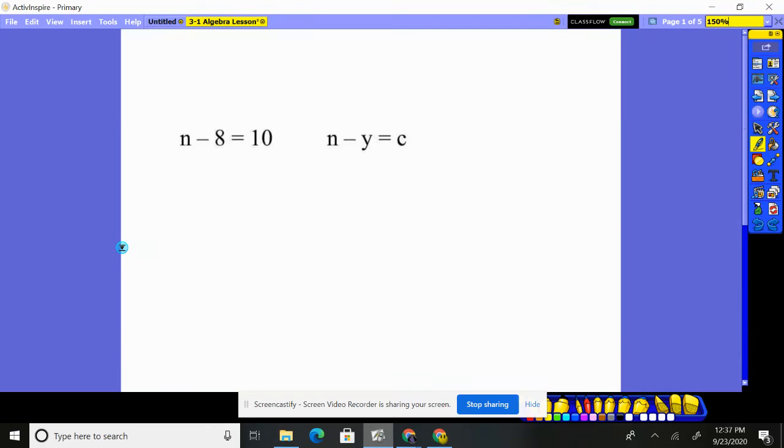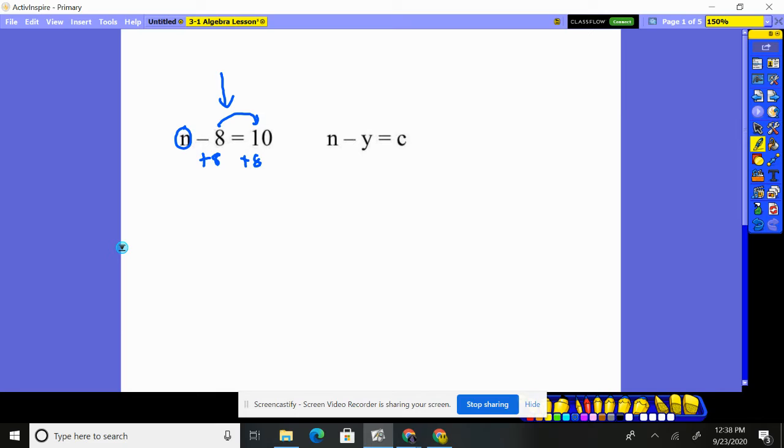All right, let's look at this. The normal equation we have is right here, n minus 8 equals 10. And we're like, hey, we want to get n by itself, so we move the 8 over to that side. So we add 8, right?